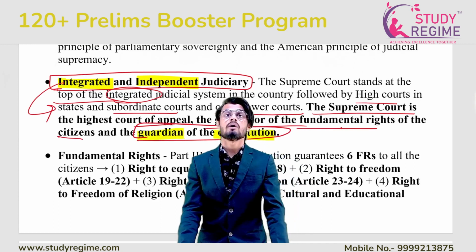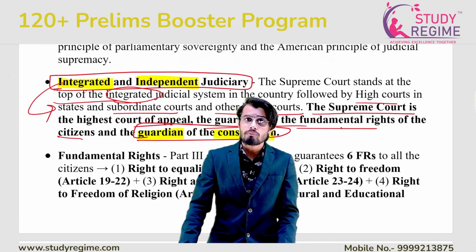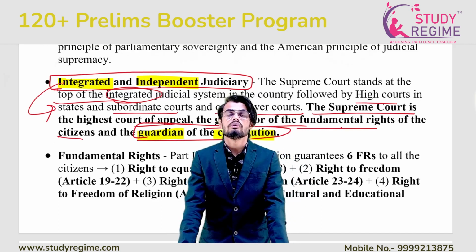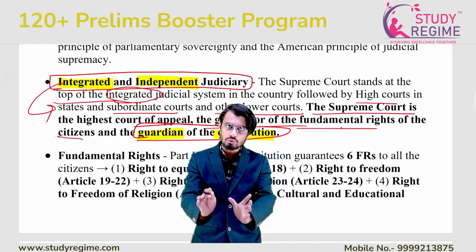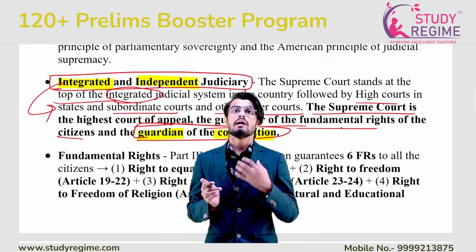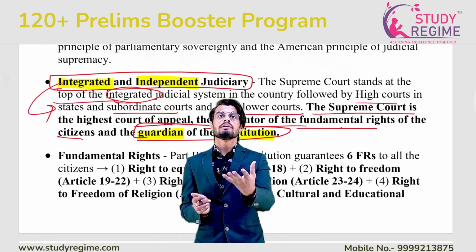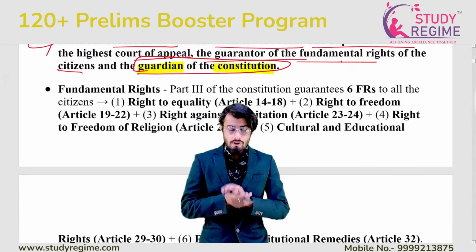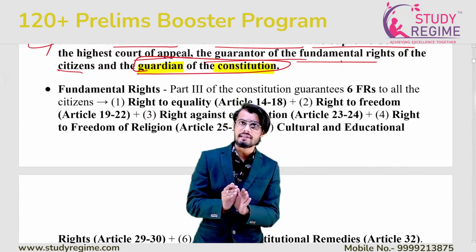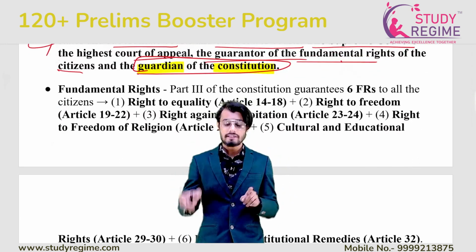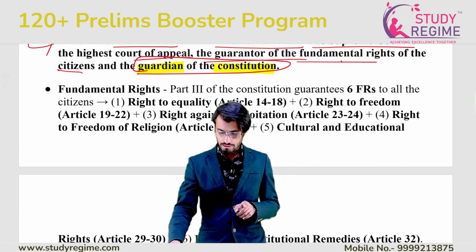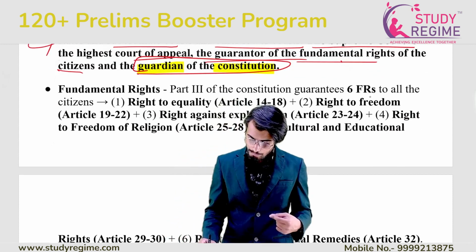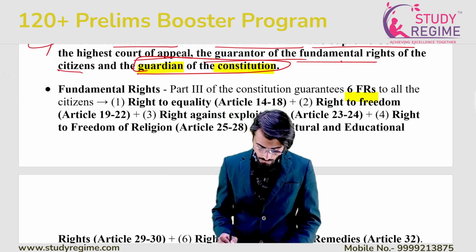In our family, when we have a problem, we go to the guardian. In our country, when we have a problem, we go to the Supreme Court. Not always, but we do go to the Supreme Court, and we have our faith and belief in the judicial system. Now the fundamental rights. Part 3 of the Constitution guarantees 6 fundamental rights. Previously it was 7, but one was scrapped later. We are guaranteed 6 fundamental rights as citizens.